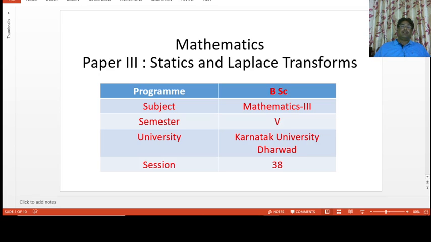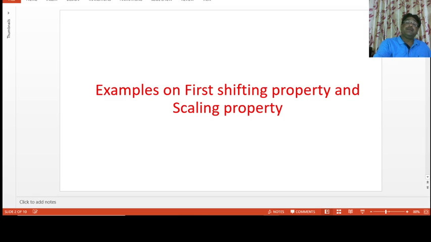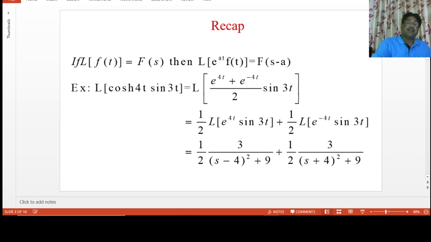In this video lecture, I am going to take BSc 5th semester Mathematics paper 3, Statics and Laplace Transforms. In that paper, I am going to discuss some part of the Laplace transforms. Now, this is session number 38. In this one, I am going to discuss some examples on the first shifting property and scaling property.